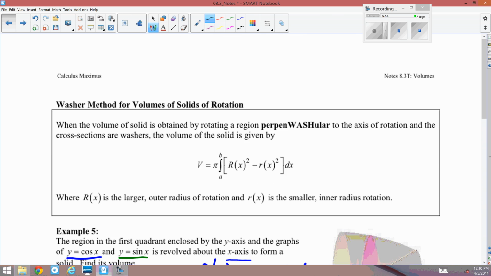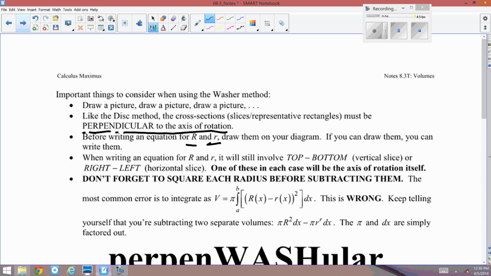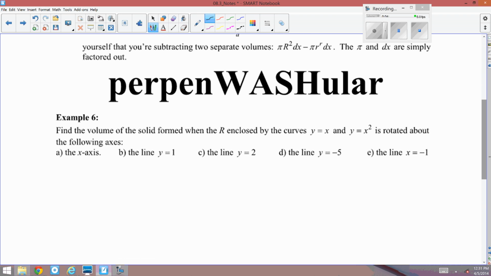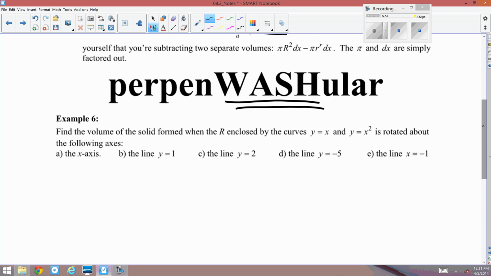So many people, whoops, going back a couple pages. So many people think, oh yeah, it's just pi times the radius squared, and they just subtract and then square it. Do not do that. Okay, so keyword, buzzword of the day, perpendicular.